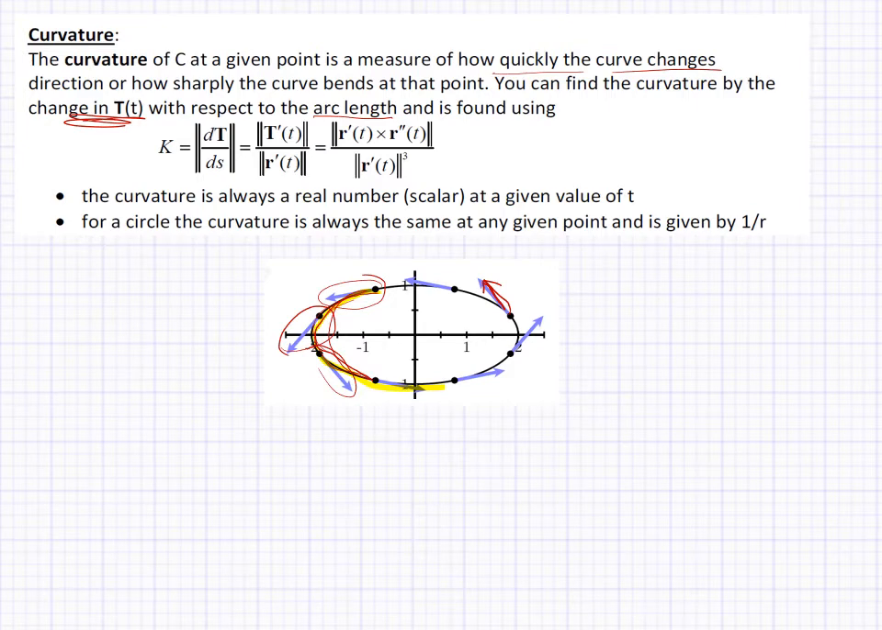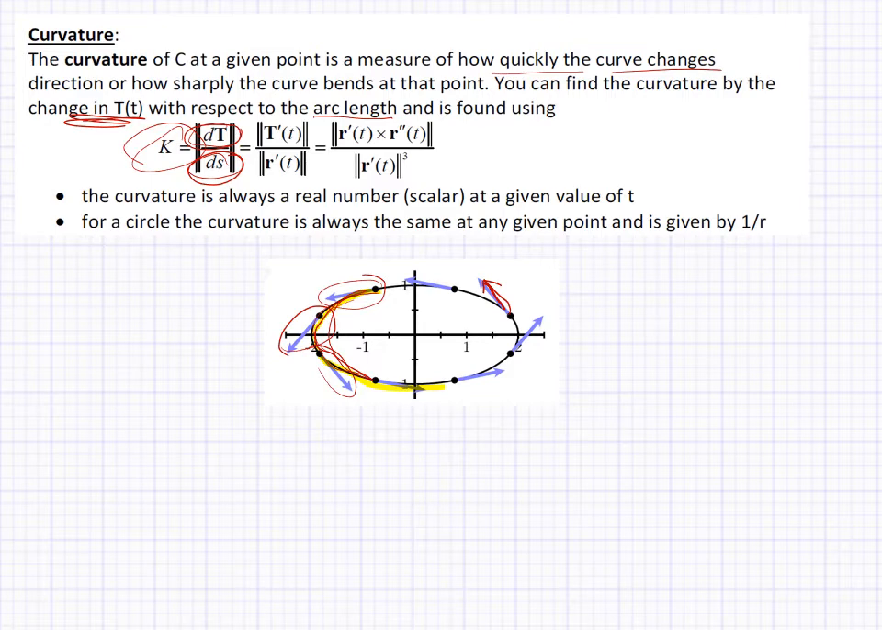So if we look at the change in the unit tangent vector with respect to arc length, that's what we're going to describe as the curvature. So the K will be our variable we use for curvature, not C, because C represents the curve itself. So we're going to use K to represent curvature.